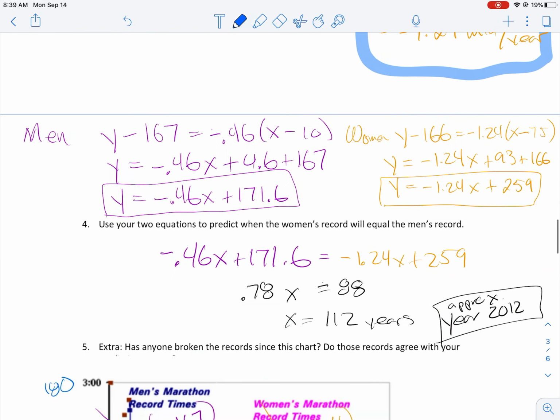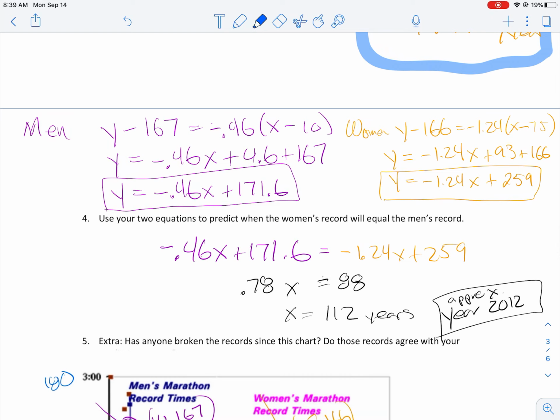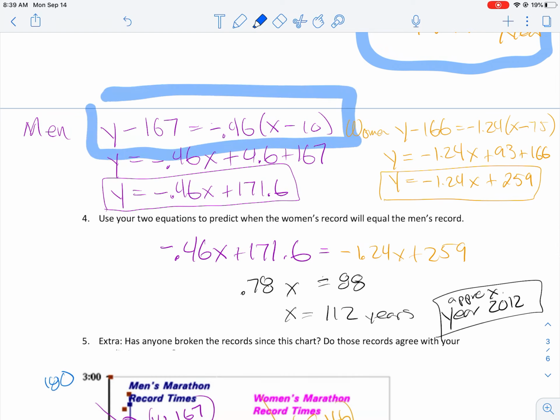So once you have those slopes, how do you find equations? Well, you can find equations like here, doing this: y minus the y value is equal to the slope, negative 0.46, times x minus the x value. That means it started at 167, and every year after 10, however many years that's been, you multiply by the rate per year to get you the change in the y value. And so you can then take that equation and simplify it if you want to. The women end up with an equation over here.